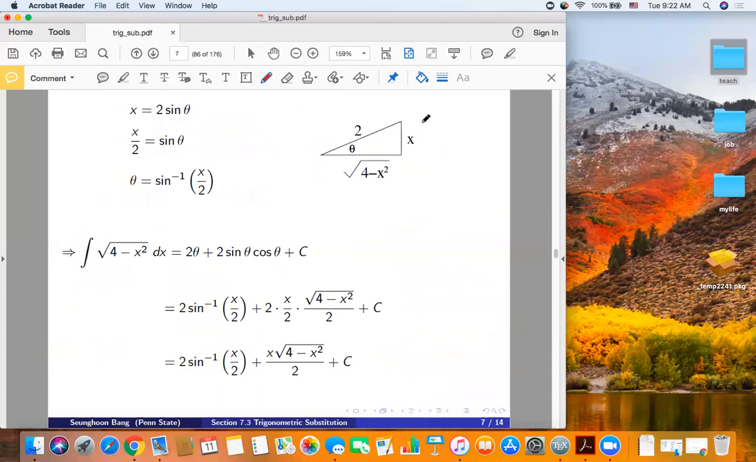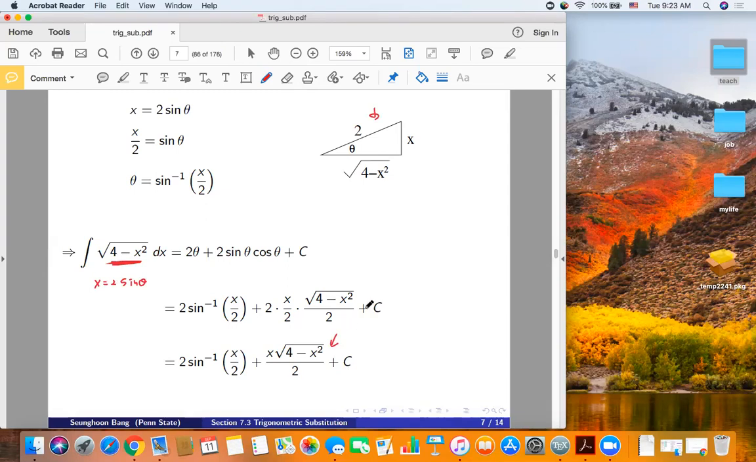So how can you use trigonometric substitution? The important thing is that the integrand has 4 minus x squared. In this case, you can use x equals 2 sine theta. You can use the identity 1 minus sine squared equals cosine squared of theta. You can use a triangle to change back to x values. This is the whole idea.